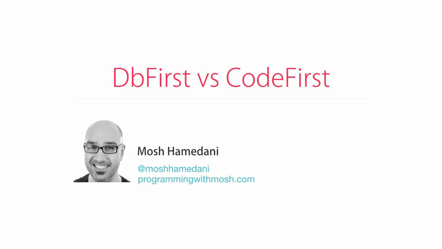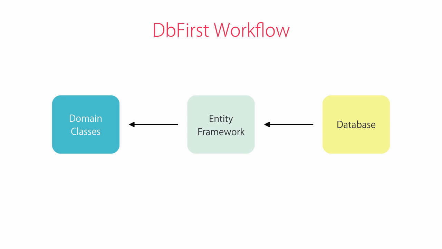So there are two workflows to use Entity Framework. The traditional way is to design database tables first, and then have Entity Framework generate the corresponding domain classes. This approach is called Database-first or DB-first. The other way to use Entity Framework is the opposite direction. So we start with our domain classes and have Entity Framework generate the database tables for us.